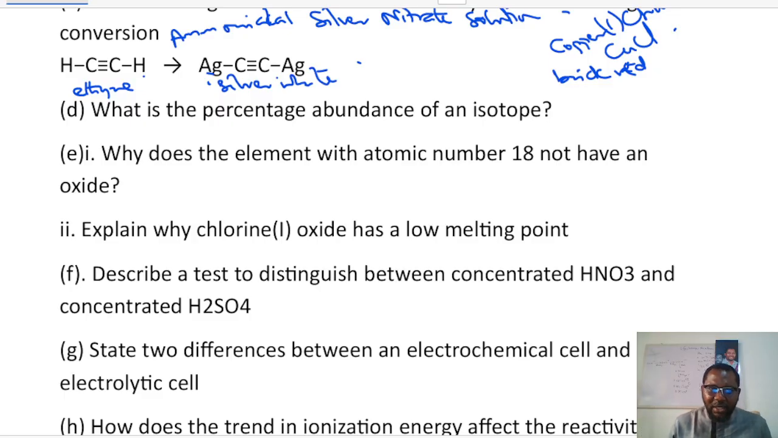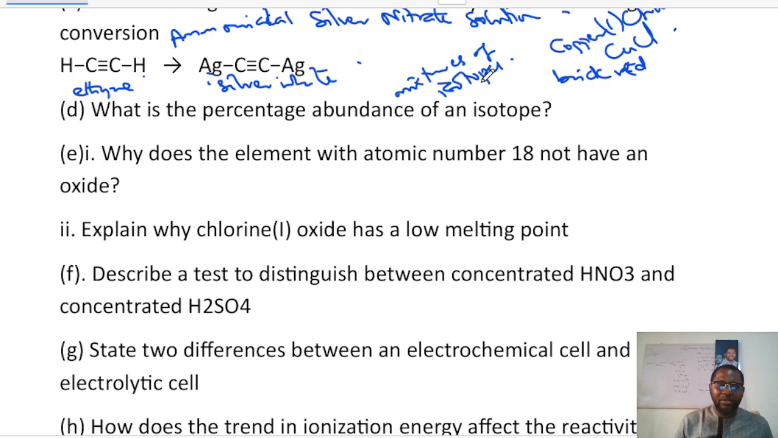Now, I want you to observe something. Most elements do not exist alone. Most elements exist as isotopes. Isotopy is a phenomenon whereby an element can have different mass numbers but the same atomic number. So the elements always exist as mixtures of isotopes. Now the fraction of these mixtures is what we call percentage abundance.